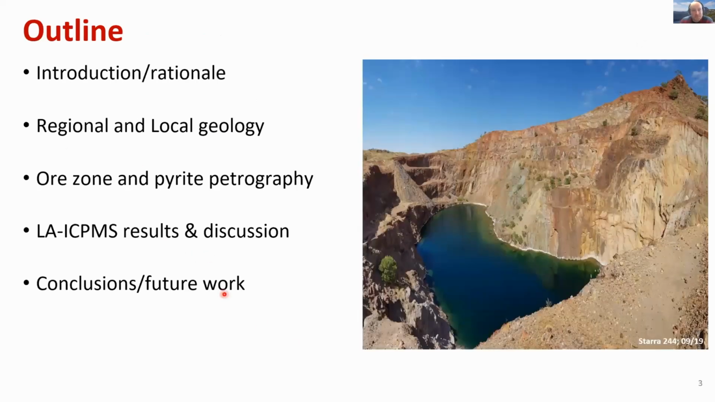Short outline. First, an introduction into pyrite chemistry, why it's important, and a short introduction to the regional and local geology. Then I'll show you some of the ore zone and pyrite petrography at Starra, and then some of my laser ICP-MS results, a short discussion, and some conclusions I've come up with so far. It's another view on Starra 444, the open pit.